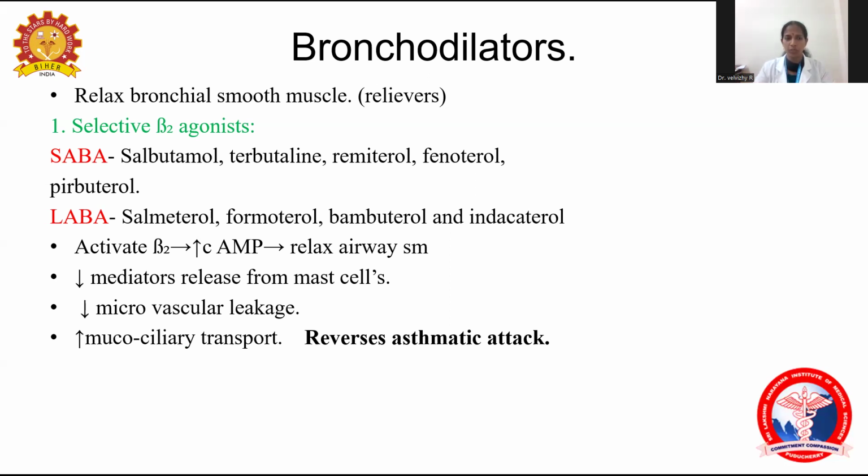So the first group is selective beta 2 agonists. As I told, we have short acting and long acting. What is the action of these beta 2 agonists? As we have discussed already, it increases the adrenergic or sympathetic system. So it increases the second messenger cyclic AMP and relaxes the smooth muscle. This is the main action. And apart from this, it also decreases the release of inflammatory mediators from mast cells, decreases microvascular leakage, and increases mucociliary transport. So all these actions reverse the asthmatic attack.